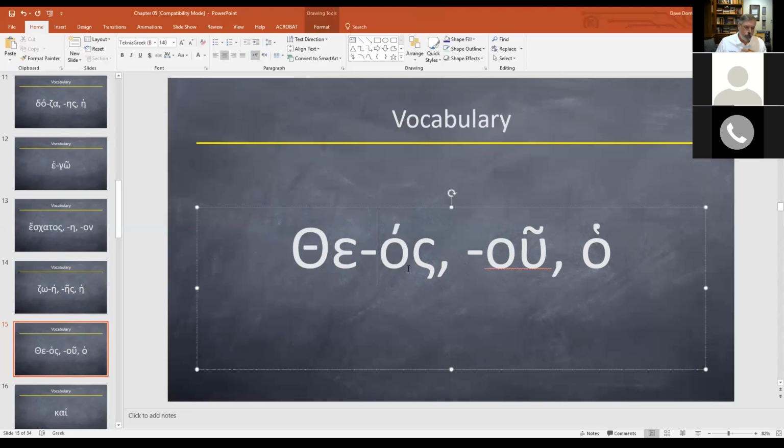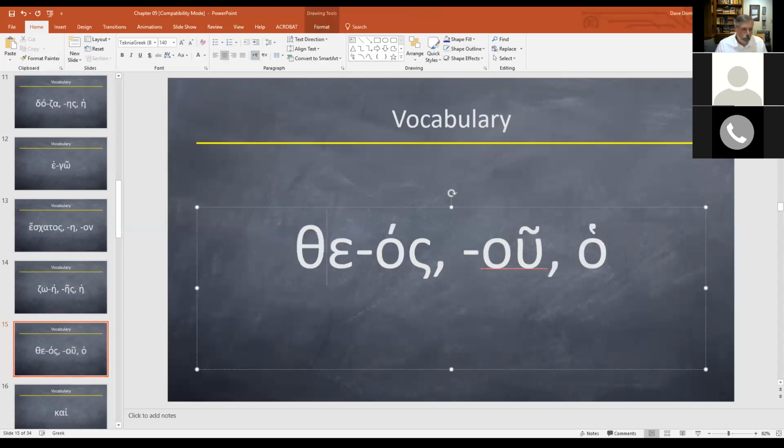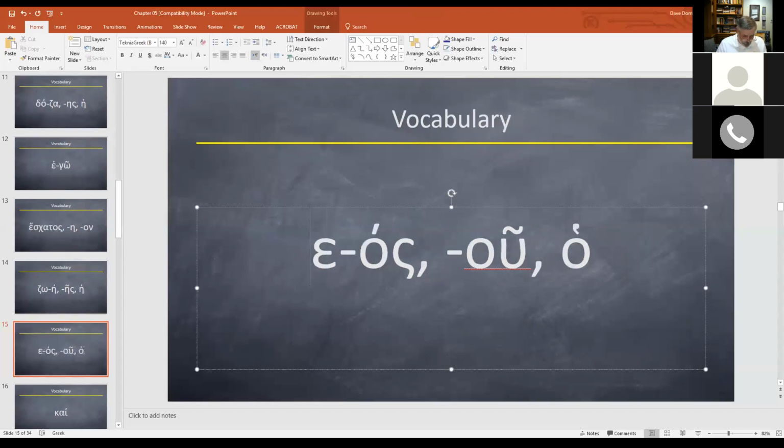Is that God? It is God. Yeah, it's God. Now, normally, it shouldn't be capitalized. There it is. Okay. That's the lowercase theta. The uppercase theta looks similar, but not the same. But in Greek, they didn't capitalize it.